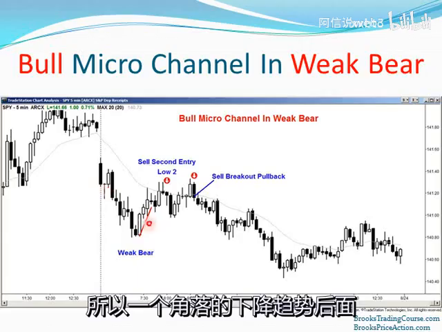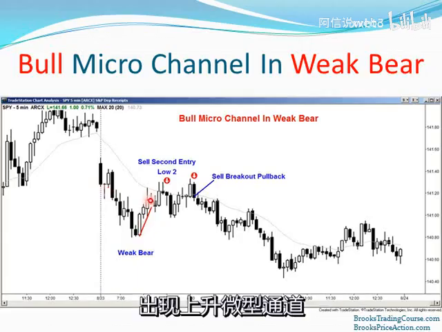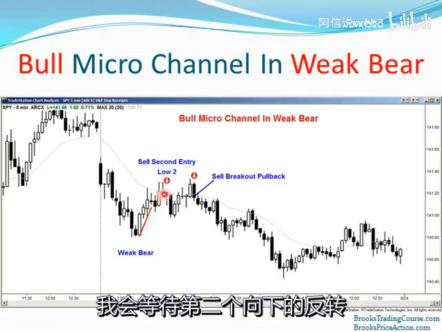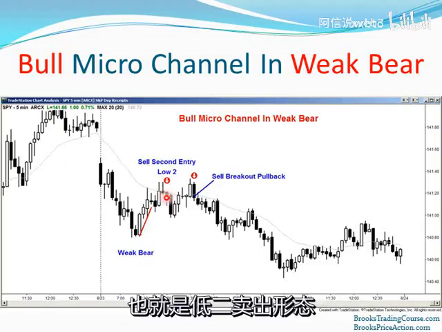So when I have a weaker bear trend and then a bull micro channel, I do not short the low 1, the first breakout. I wait and sell the second reversal down, which is a low 2 sell setup.